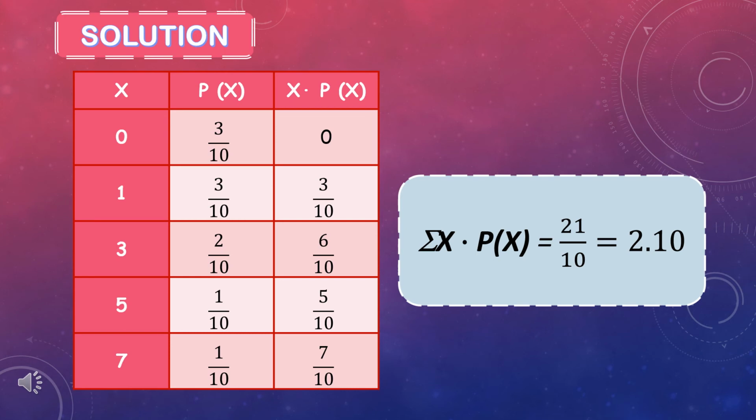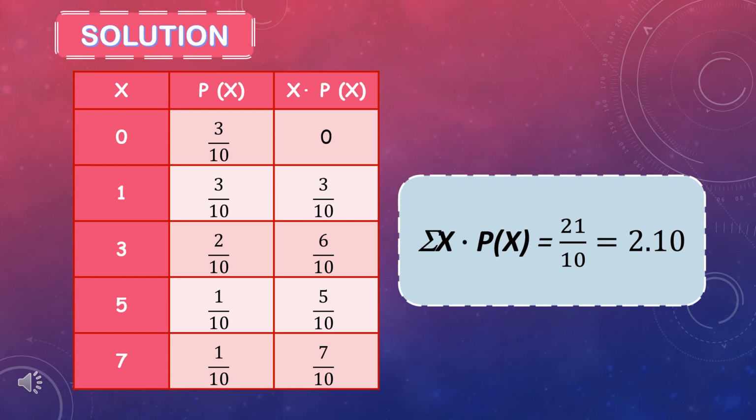0 times 3 over 10 equals 0. 1 times 3 over 10 equals 3 over 10. 3 times 2 over 10 equals 6 over 10. 5 times 1 over 10 equals 5 over 10. And we have 7 times 1 over 10 equals 7 over 10. So, for the summation of x times p of x, we have 21 over 10.